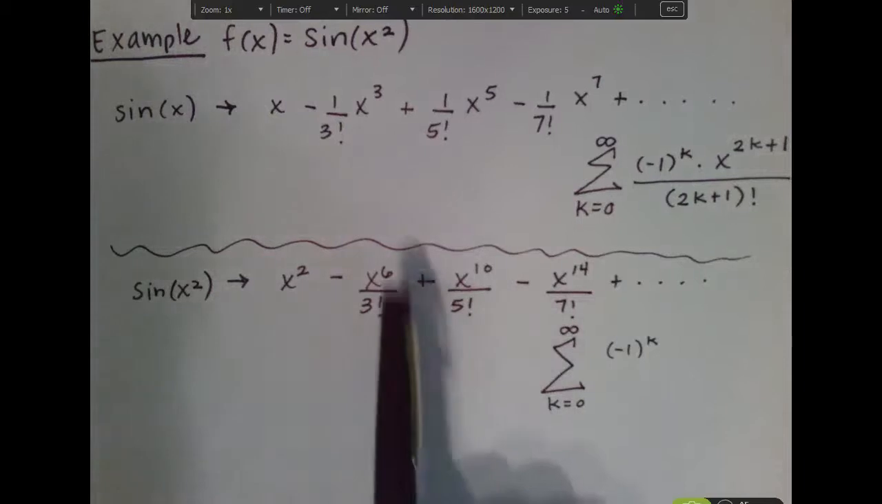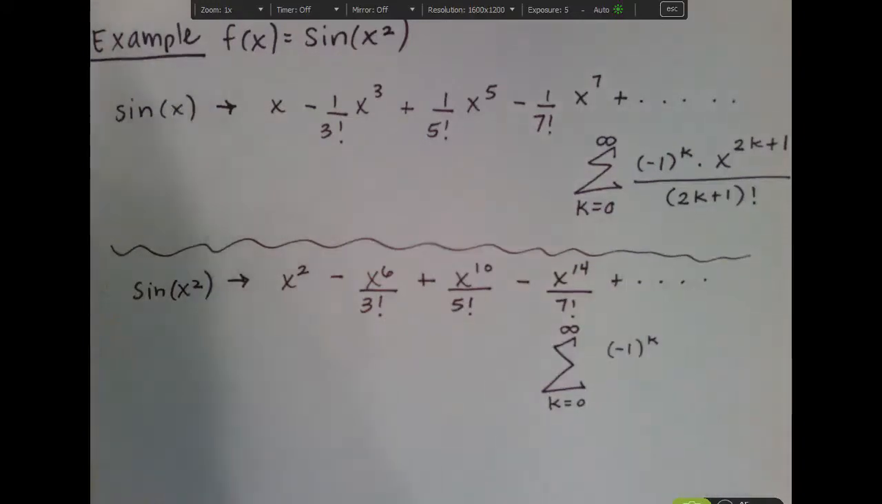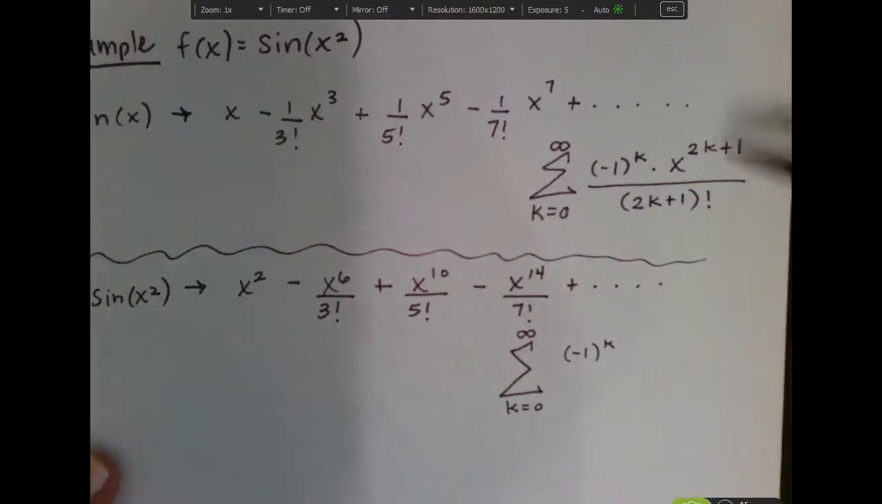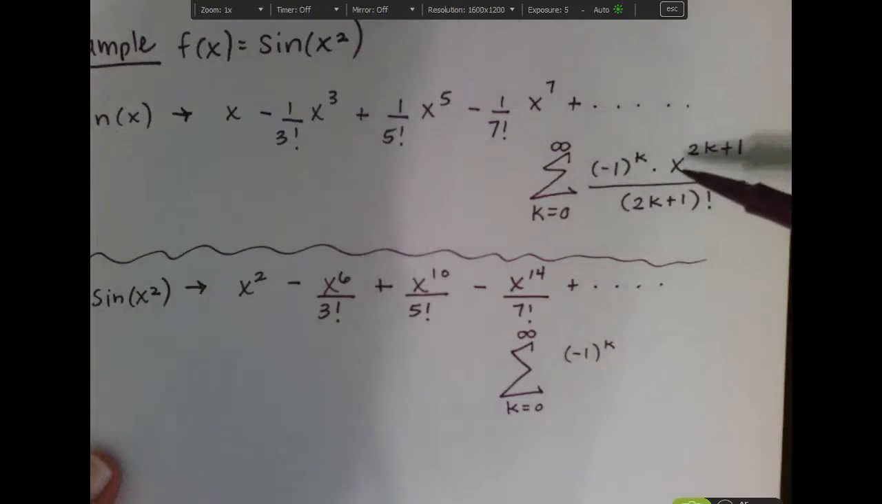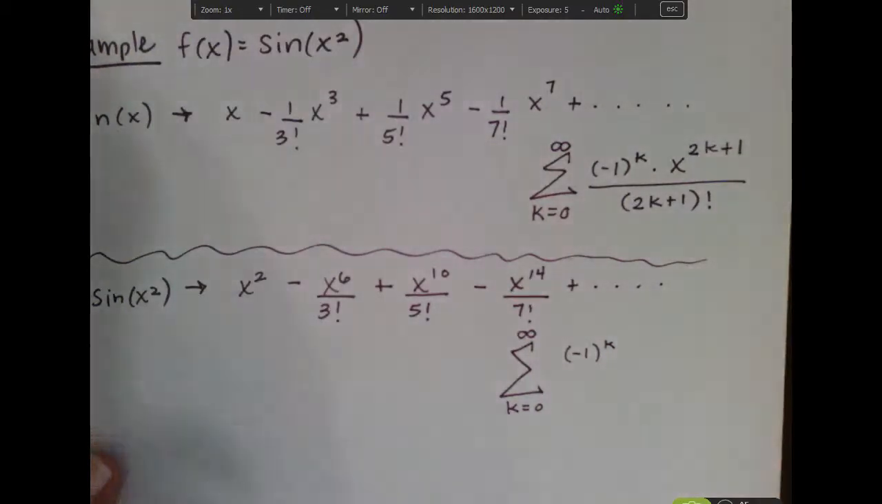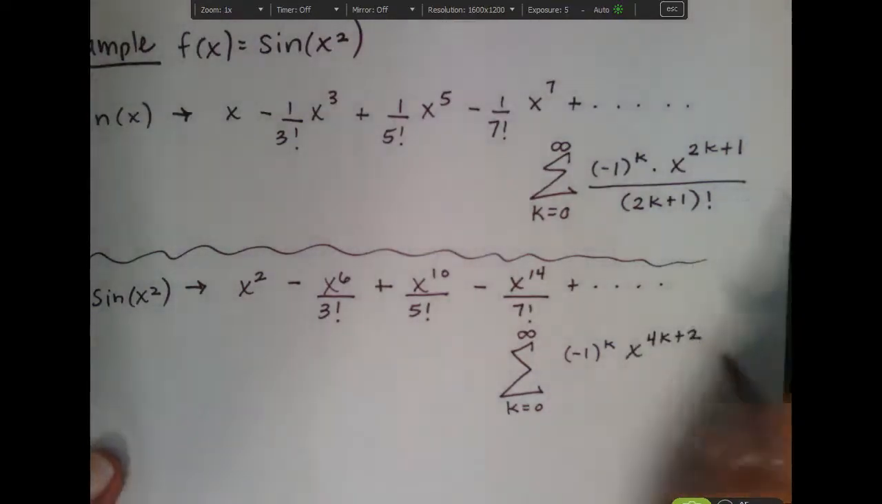So what we need to do is come up with an expression that represents these powers, 6, 10, and 14. Without overthinking it, you can just go back to the sine of x formula here and replace x with x squared. So if you take x squared and raise it to the 2k plus 1 power, you're going to get the 4k plus 2 power. So x to the 4k plus 2.